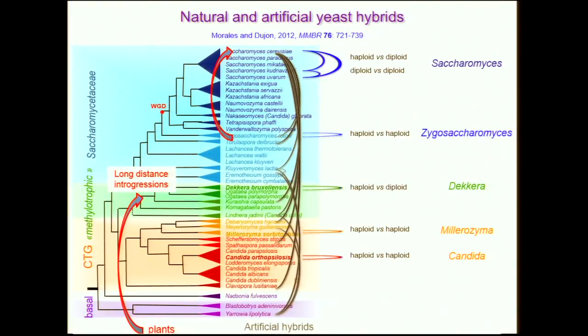We have hybrids in this group as well. We have discovered hybrids in this group, and in fact, they are hybrids as well in the Basidiomycota yeast. So it seems to be a general phenomenon. So the evolution of the yeast is not only tree-like, but network-like. They exchange their complete genome.